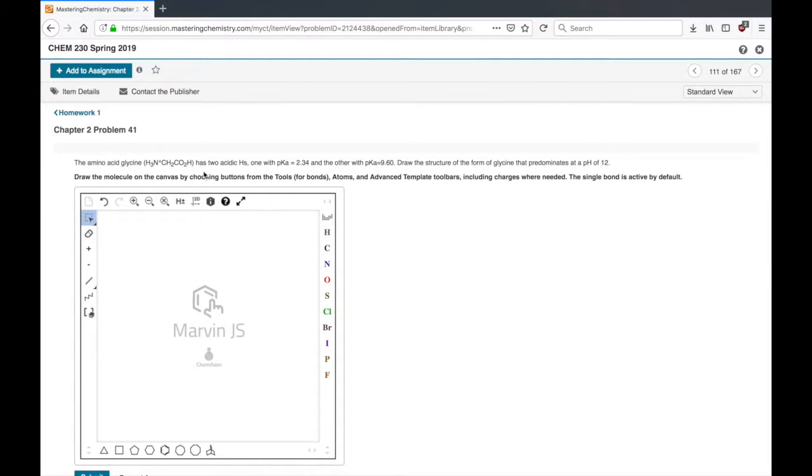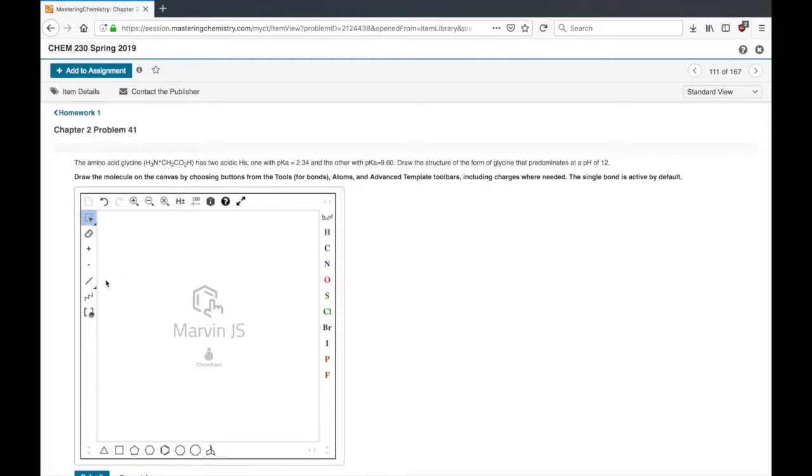So when we have a basic pH of 12, that means that this hydrogen right here is going to be removed because that's your first acidic one. And since, again, your 12 is above the 9.6, this other hydrogen here is going to be removed. So we want to draw what this amino acid will look like under those conditions.